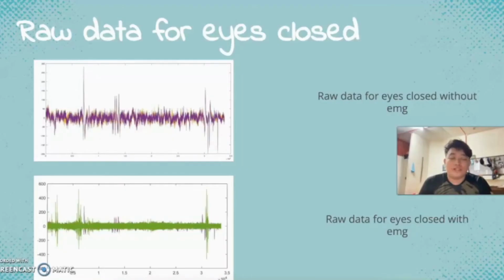Hi, so for my part, I will explain about the raw data of the EEG. In figure 1, which is the table above, it shows the raw data of the eyes closed without EMG, while the table below, which is figure 2, shows the signal with the EMG data. Both figures show that the signal has a lot of artifacts, which can really affect the quality of the signal.